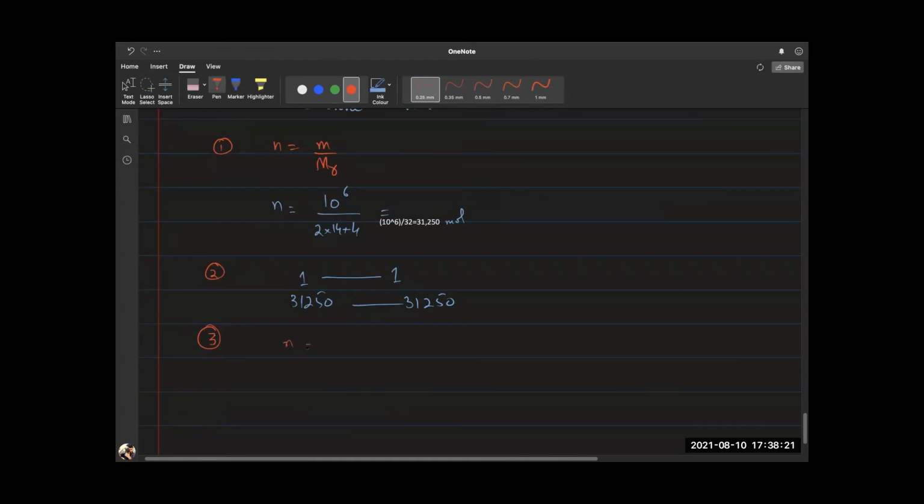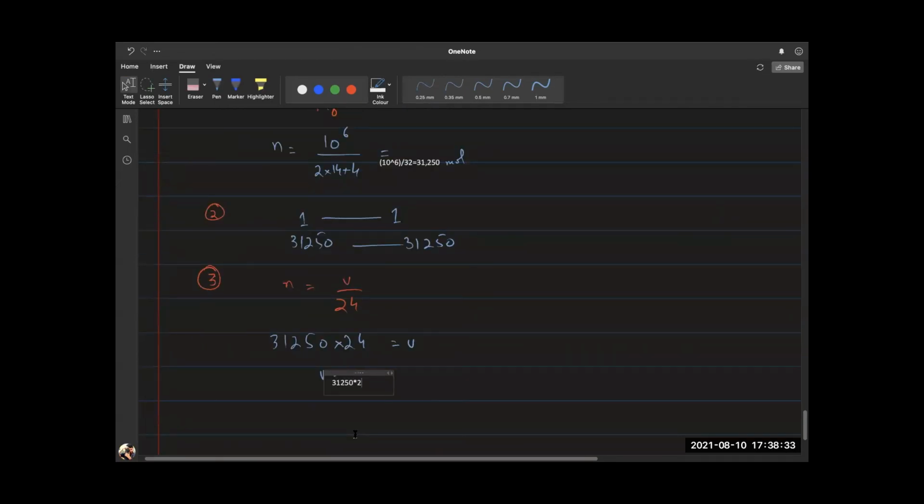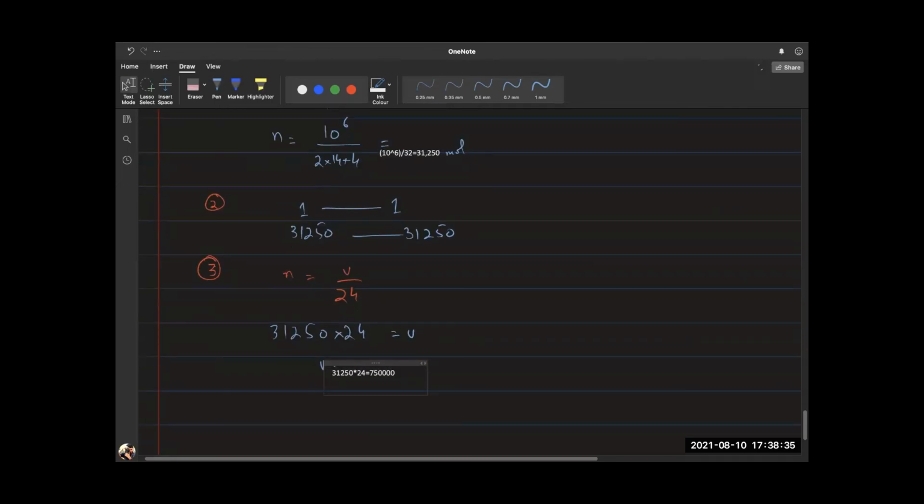So हमें पता है number of moles is volume over 24. So if I plug this in, 31,250 times 24, that will give me the volume. So volume is going to be 31250 times 24. That is 750,000 dm cube as my answer. You can give it like 7.5 into 10 power 5. वो भी ठीक होगा.